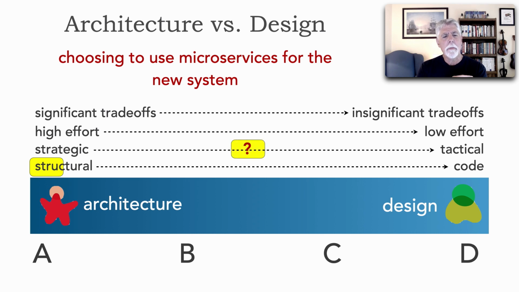Is the decision to use microservices more strategic in nature, or is this a quick tactical decision? How many people are involved, and how long will this decision take? You might guess weeks to months, and a lot of people are going to want to be involved in this decision, so it tends to be more strategic. What about the level of effort? High effort or low? Well, those of you who have experienced microservices know this is pretty high effort.